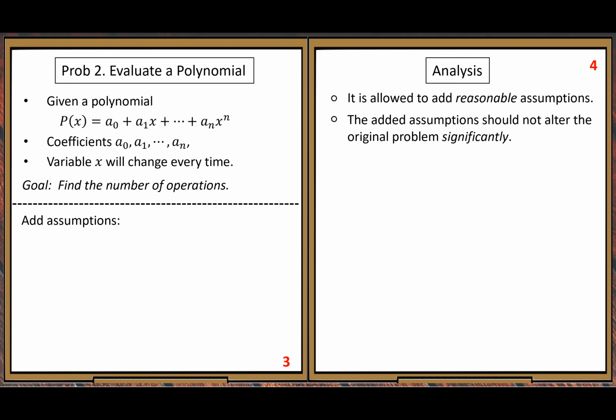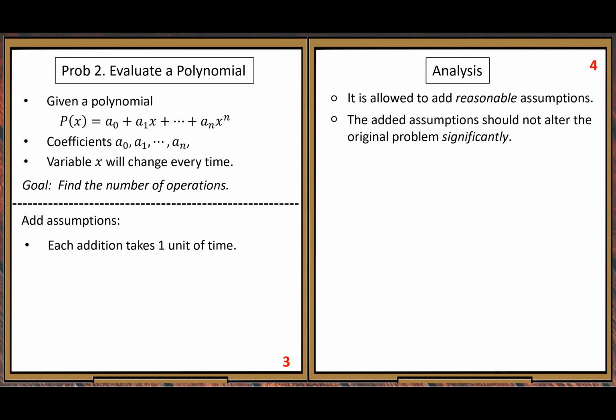So here, when we make reasonable assumptions, we should not change our original problem significantly. We should preserve the typical property of our original problem. Otherwise, it's not fair. We are solving a completely different problem. We don't want to do that. We want to solve the same problem. So we should be very careful when we make extra assumptions.